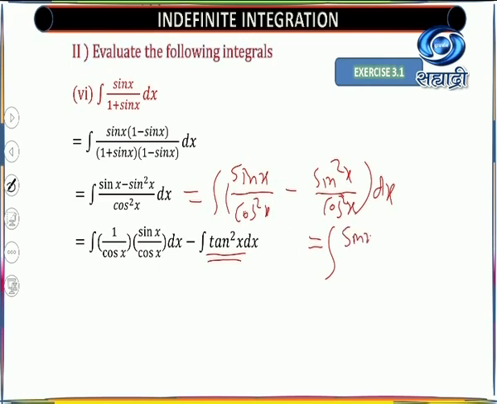Then sin x upon cos x. That means in the denominator you have cos square x. So split that cos square x as 1 upon cos x, dx. Okay. Then you have this separated, so minus tan square x dx. Hence your step is here. That is 1 upon cos x into sin x upon cos x dx minus tan square x dx.